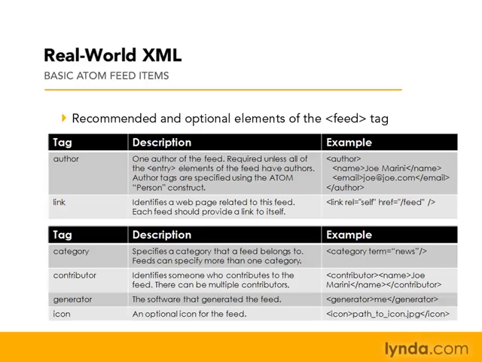And if you have multiple categories, you just use multiple category tags and specify a term for each. The contributor tag is similar to the author. This identifies a person who contributes to the feed. And like authors, there can be multiple contributors, and these are specified using the same format as the author tag, with name and email and URL. And again, email and URL are optional. The generator tag indicates the software that generated the feed, and you can put any value in here you want. And then there's the icon tag, which specifies an optional icon for the feed. And in the icon tag, you essentially provide a path on your site to the icon.